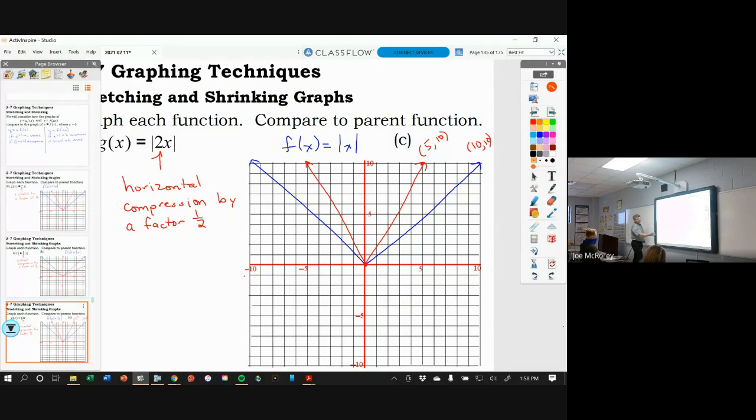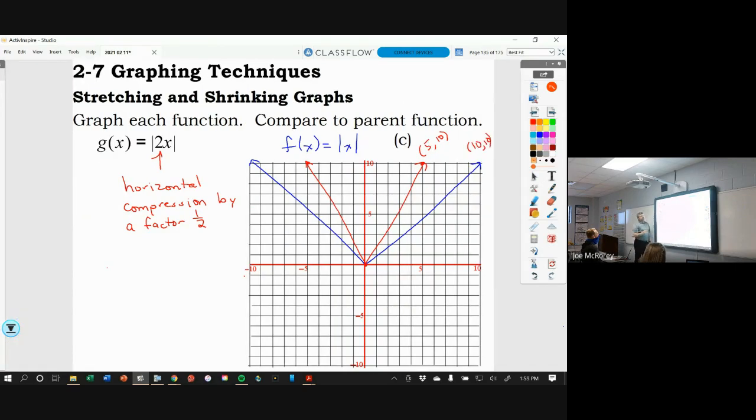Questions on this? Wait, what'd you say about the 1/2 part? You said when it's inside the grouping symbol, you're going to take the reciprocal of that, and that's what's happening. Okay.